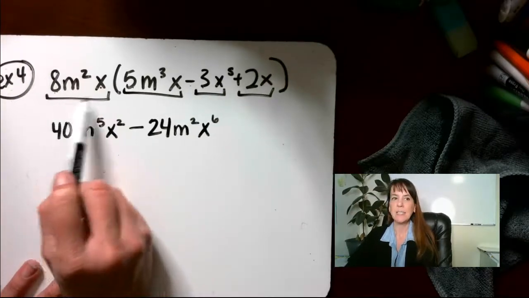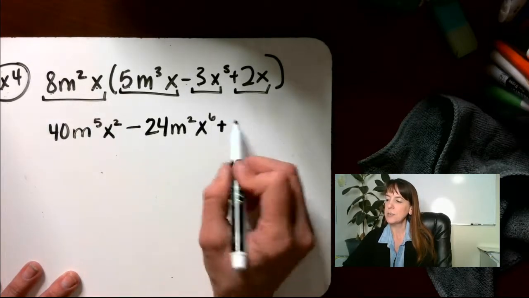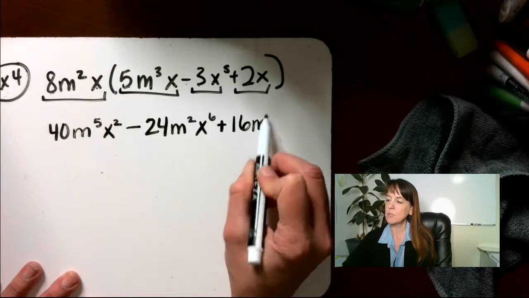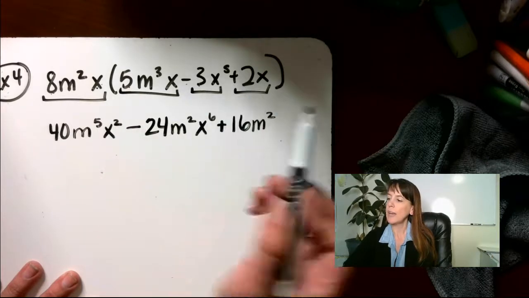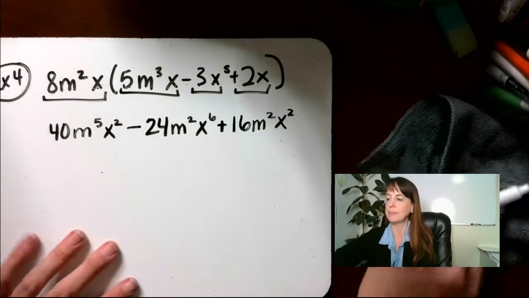Okay, now we're going to take this chunk and multiply it over here. Positive and a positive is a positive. 8 and 2 is 16. m squared. x to the 1 gives me x squared. So that's the distributive property for that guy. All right, so we'll talk about multiplying decimals next.